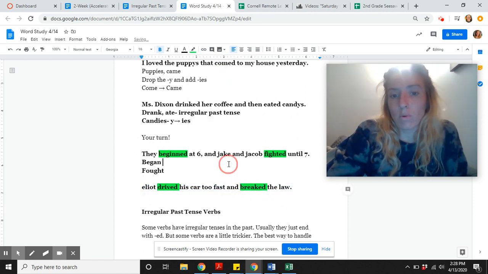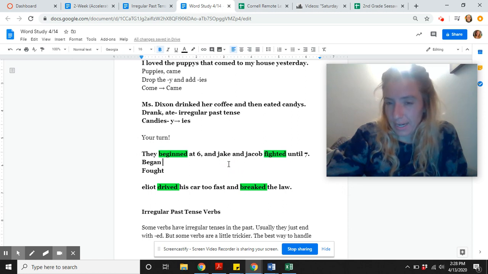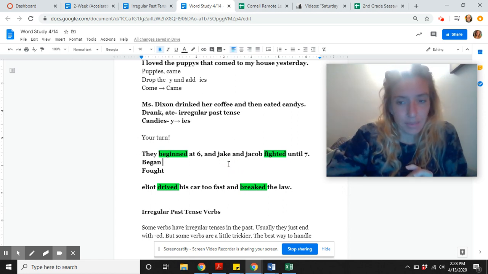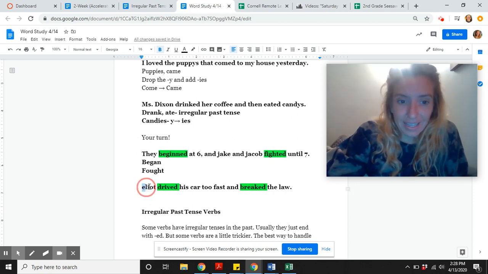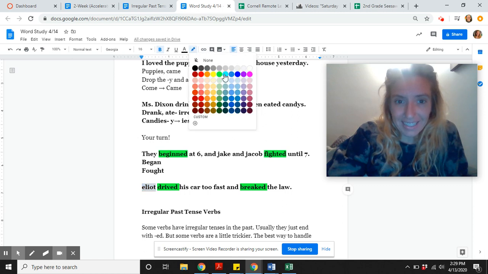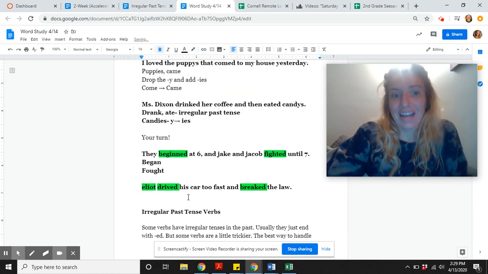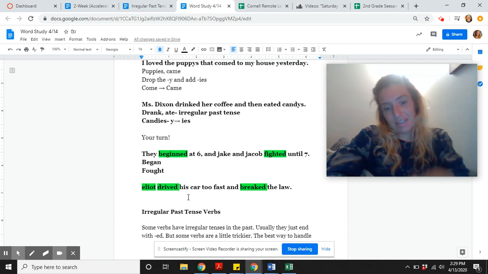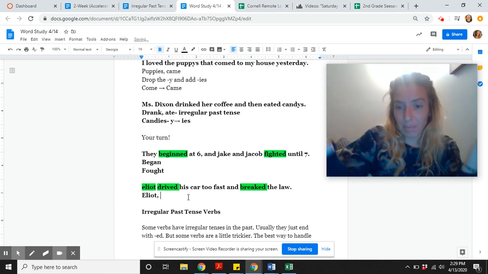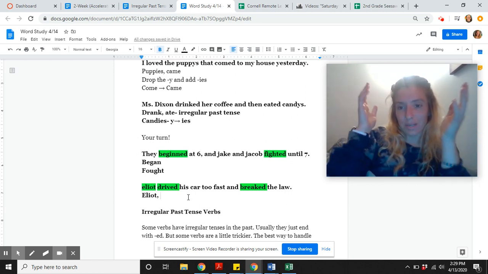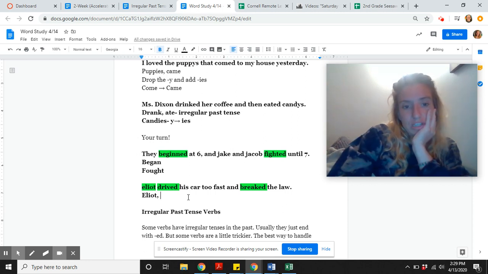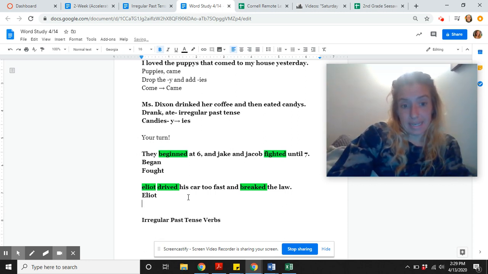Do you see one more word that is incorrect? One more word where you can see a problem? Yeah, if I look at the beginning, Elliot looks wrong. What's wrong with the word Elliot? Let's find out. Well, I know that the word Elliot should be capitalized because that's a proper noun. That's his name. It answers the question, who? Elliot.